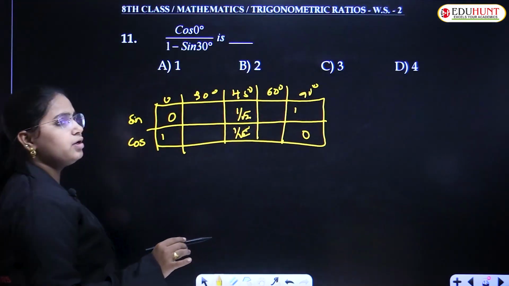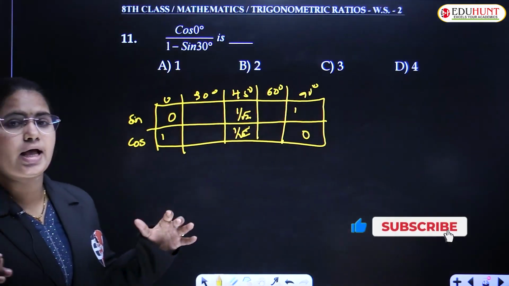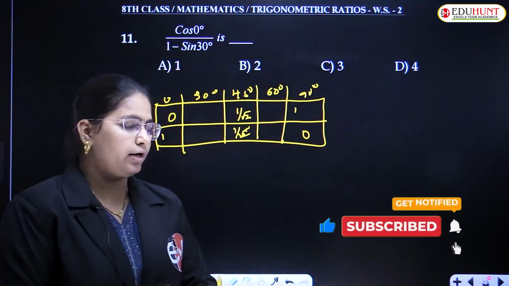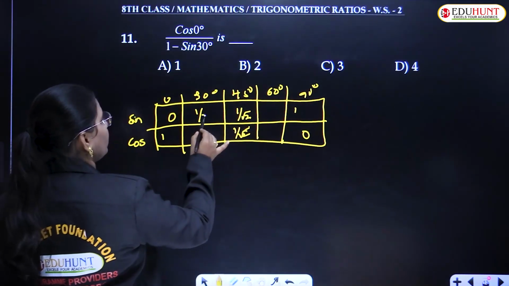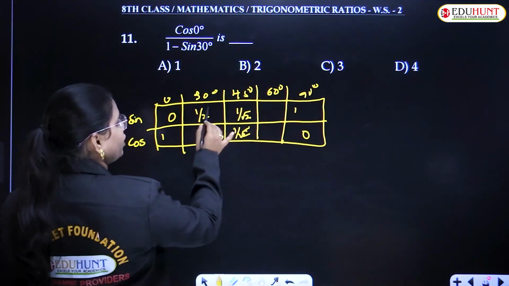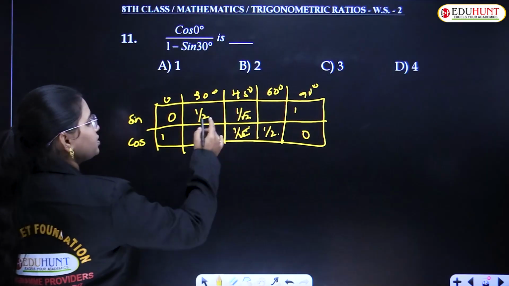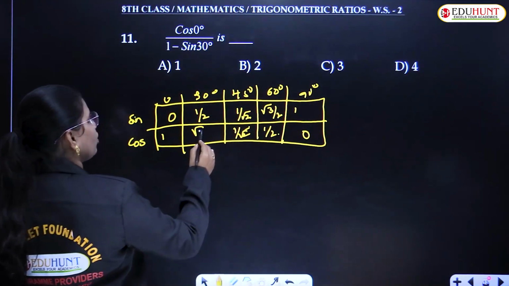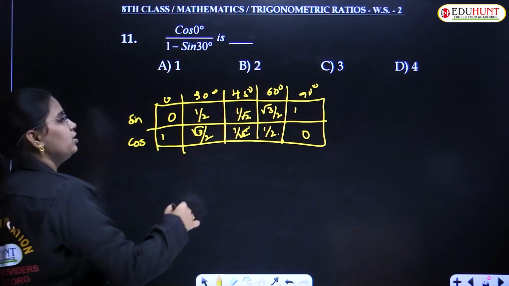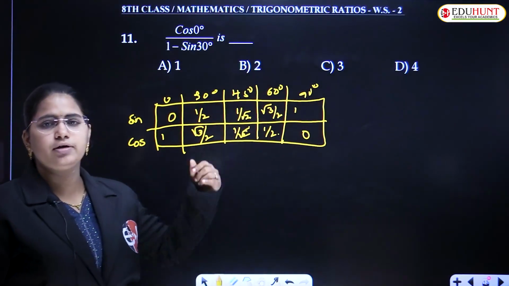You should be familiar with this table, right? You should get habituated because we have watched it n number of times. What is sine 30? I have told you, it is 1 by 2, and the complementary of 30 degree is 60 degree, so cos 60 will become 1 by 2. Sine 60 is root 3 by 2, and cos 30 is root 3 by 2. So can you see here? Sine 60 and cos 30 are equal, right?